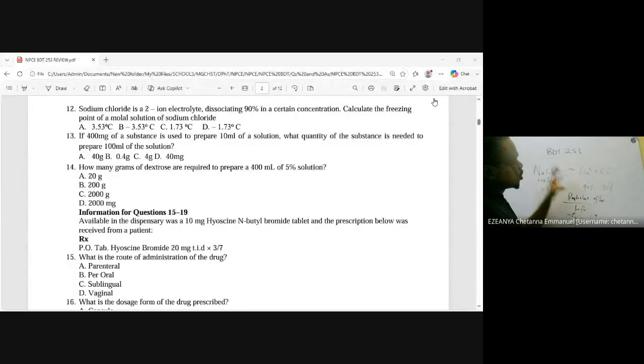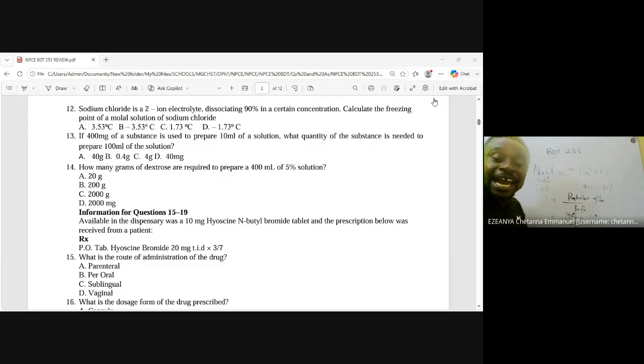Then after dissociation, the total particles will increase. Particles there will now become 10% plus 90% plus 90%, which is 190%. That means it has increased above the 100% that was there before. The I factor is the ratio of the particles after the dissociation over the particles before dissociation. After dissociation, we have 190%. Before we have 100%. That's why we got 1.9 for an electrolyte like sodium chloride that dissociates 90%.